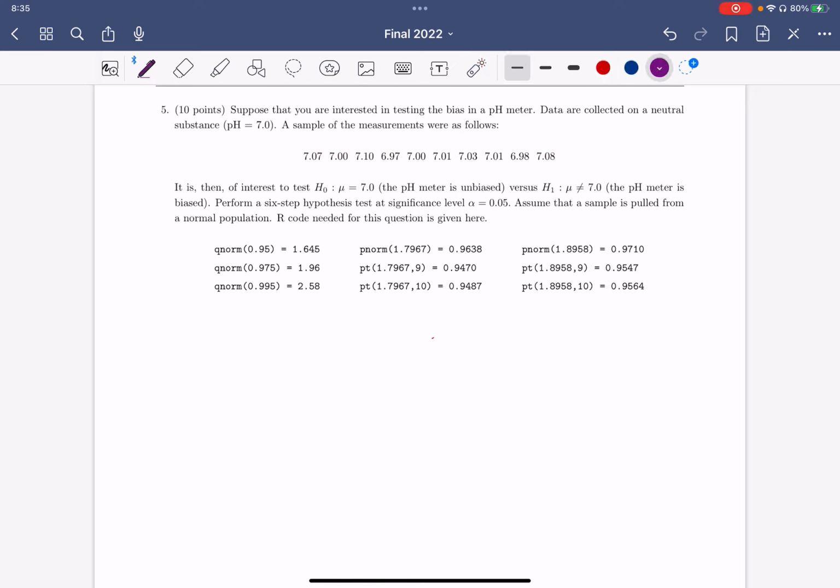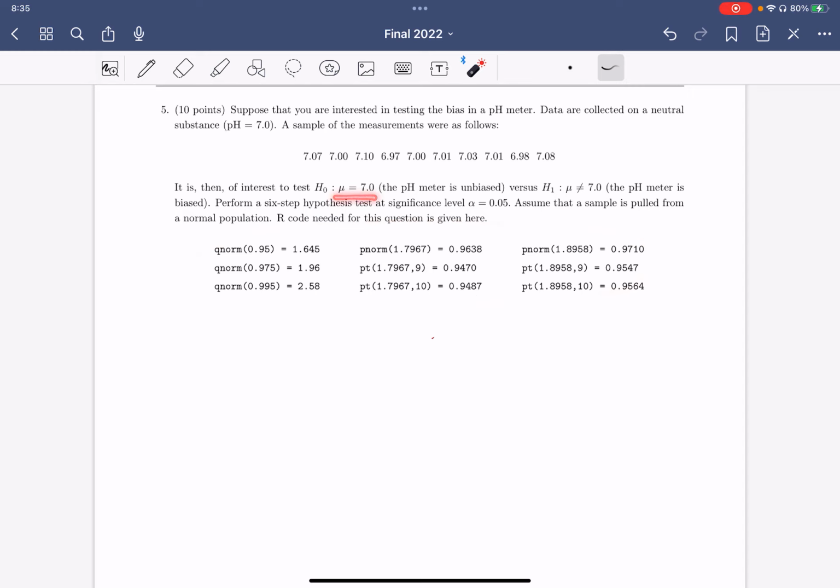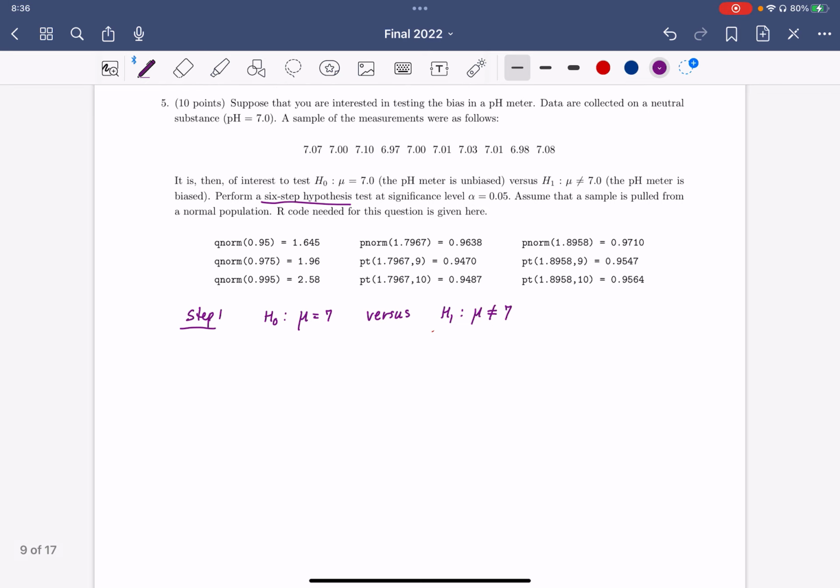And then the question didn't give you X bar or S. You have to compute it by yourself. But the question gives you the R code here. And they want you to test mu equal to 7 against mu not equal to 7. All right, so we're going to do the 6-step hypothesis test here. So step 1, H0: mu equal to 7 versus H1: mu is not equal to 7. So this one you already did in the quiz, but we're going to repeat it again here as a solution. So alpha equal to 0.05 here.